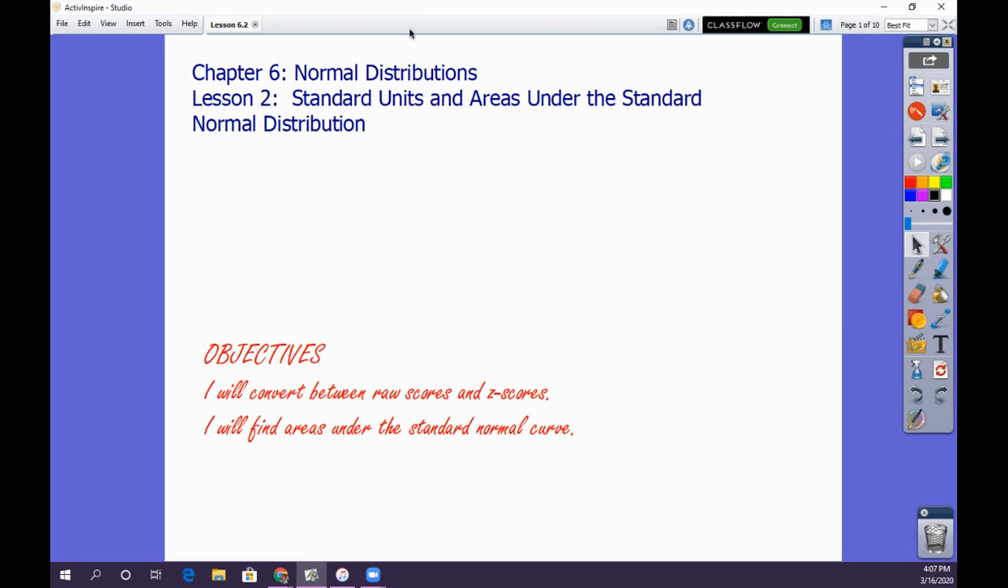Okay, so we are going to talk about how to change between z-scores and raw scores, which actually allows us to compare things a little bit more substantially here. So our objectives for this lesson will be to convert between raw scores and z-scores, and also we're going to find the area under the standard normal curve, which actually corresponds with the probability.